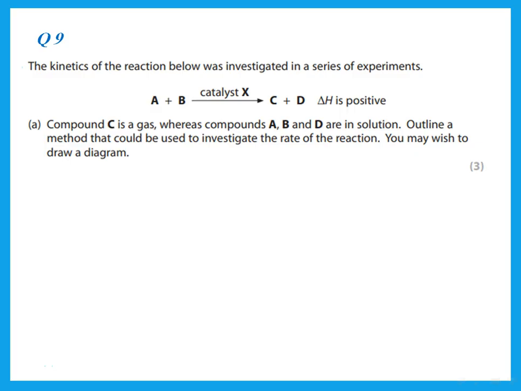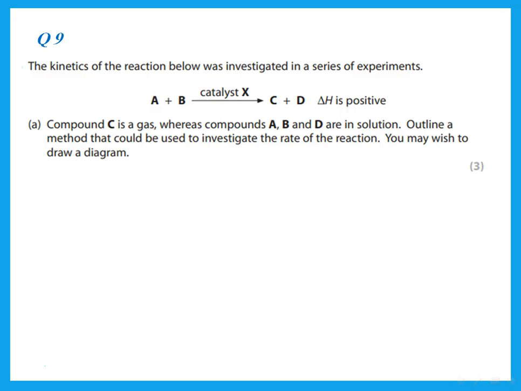Kinetics of the reaction below was investigated in a series of experiments. Compound C is a gas. A, B, and D are solutions. So he's reacting two solutions and they give out a gas. Outline a method that could be used to investigate the rate of the reaction.